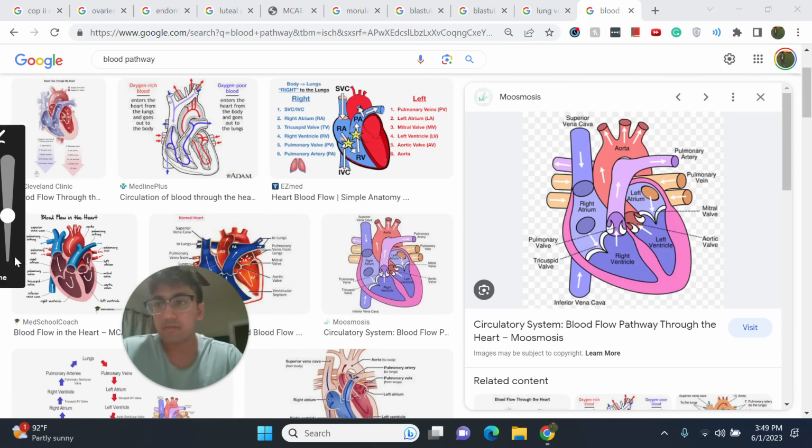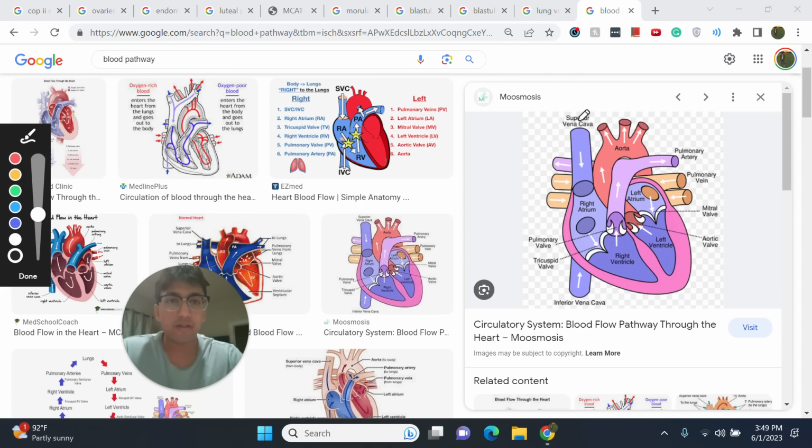So the idea here is that there are these two veins that drop blood into the right atrium, right? There's the superior vena cava and the inferior vena cava. All the blood from your body goes through this into the right atrium. Now the right atrium sends blood through the tricuspid valve into the right ventricle. Just remember that this is all deoxygenated blood coming from your inferior and superior vena cava into your right atrium, then your right ventricle through the tricuspid valve. Now it's in your right ventricle.